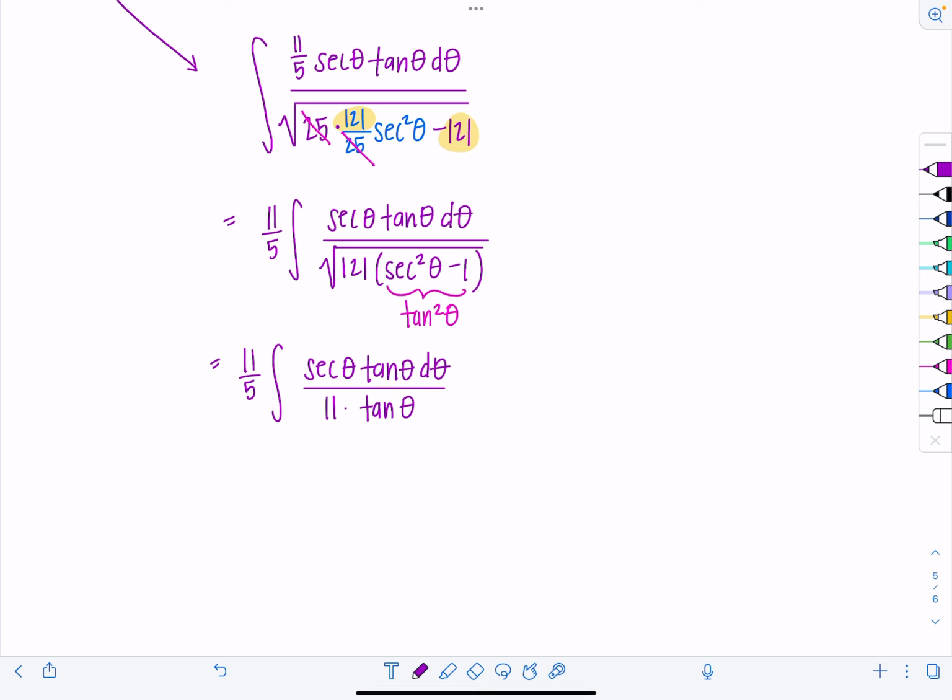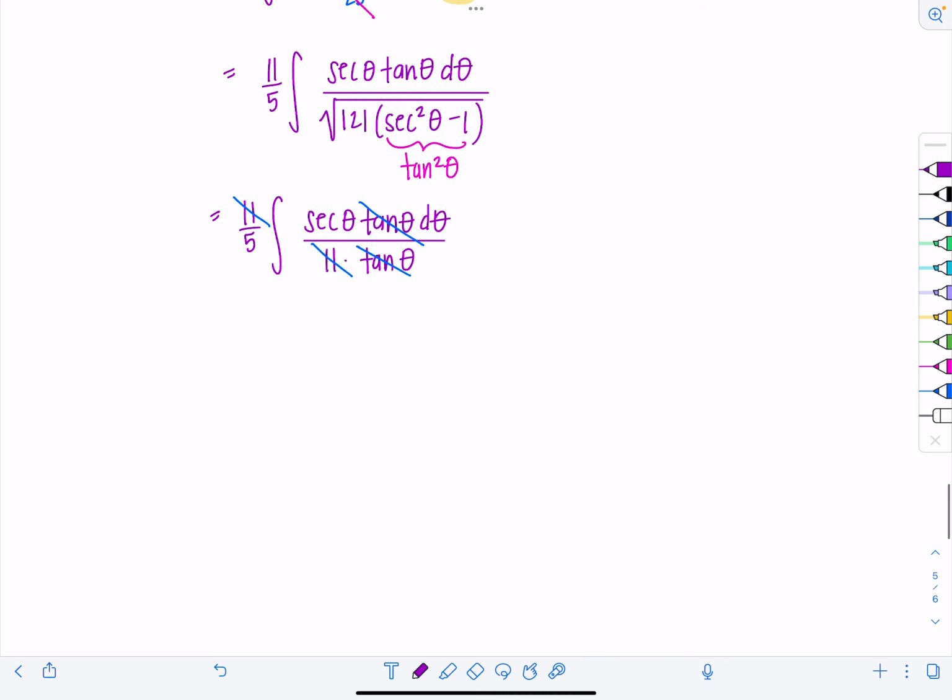Whew. Okay, now it's cancel party time, my favorite time. 11s are gone. Bam, bam. Tangent theta is also gone. Hooray! And now we just have a 1/5 secant theta d theta. Oh, you guys, we're home free.